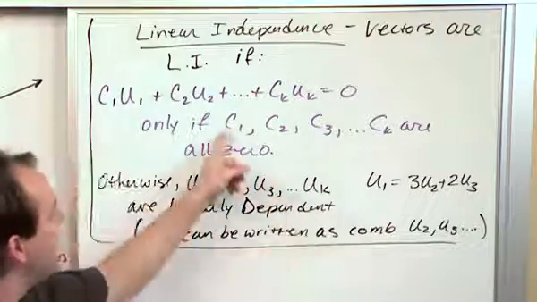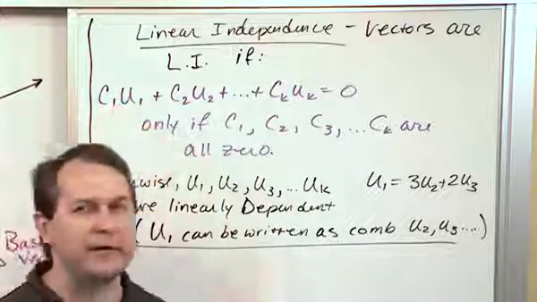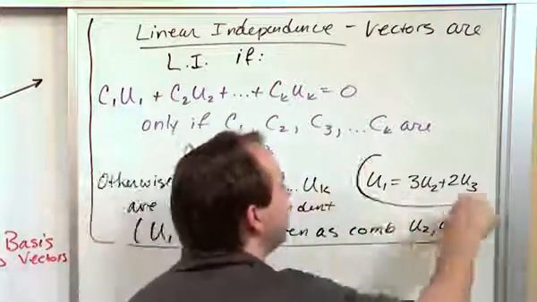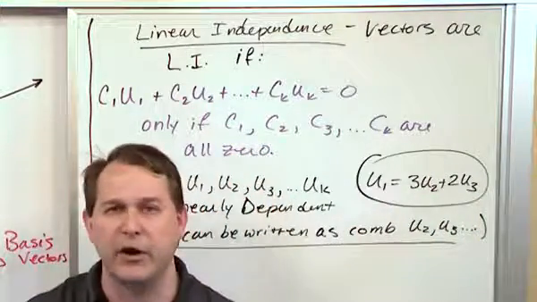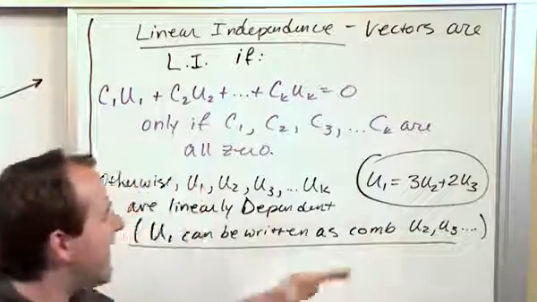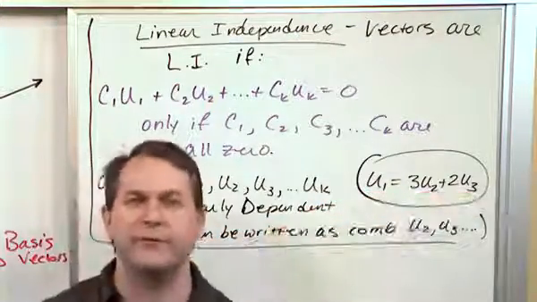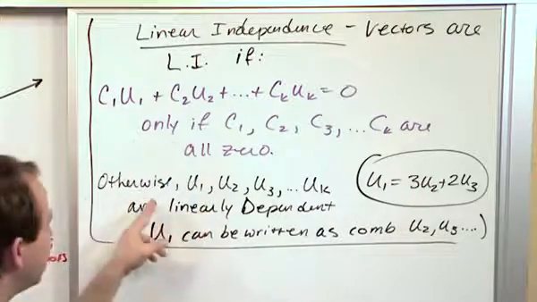However, if you can find some values of c so that when you put them here, here, and here, in front of your vectors, you satisfy this, then by definition you have shown something like this to be true, which means the vectors are dependent. At least one of them is dependent on the other ones. So if you can ever find a situation where at least one of the vectors can be written as a combination of the other vectors, the game is over. They're not independent vectors. We call them linearly dependent.